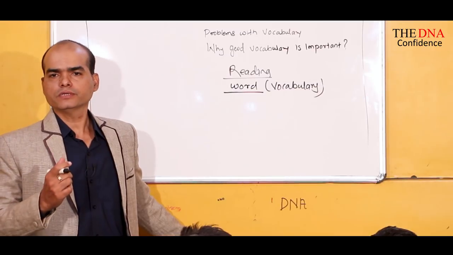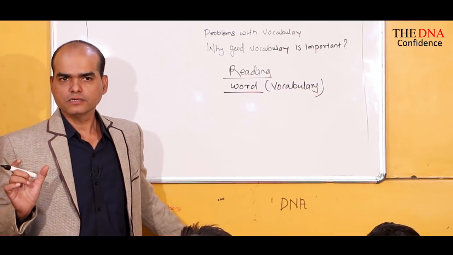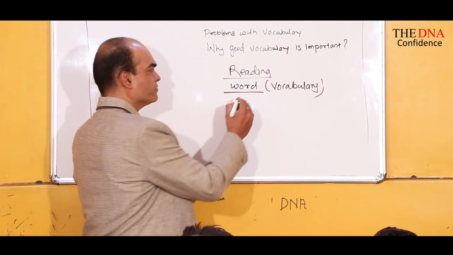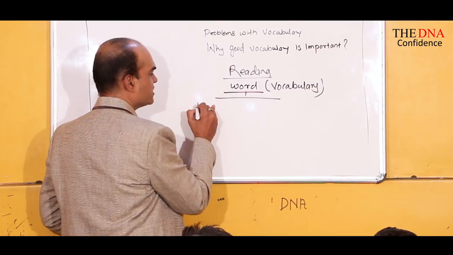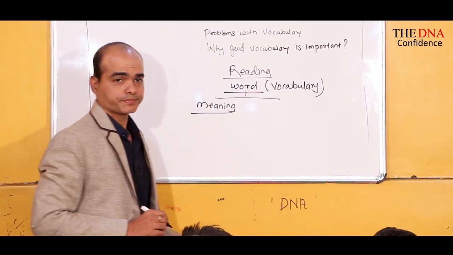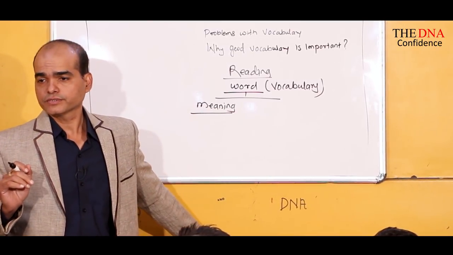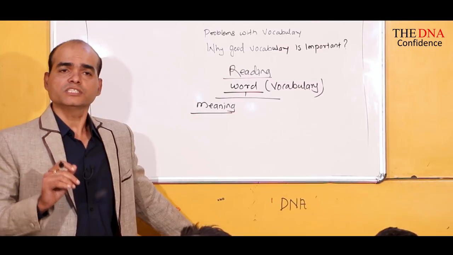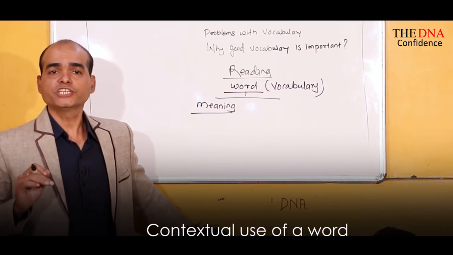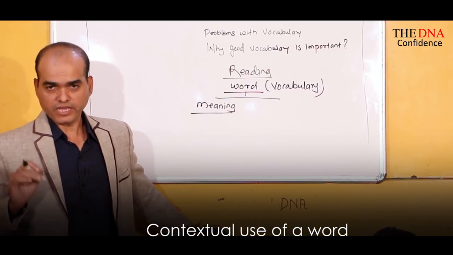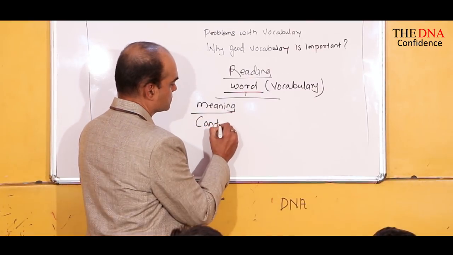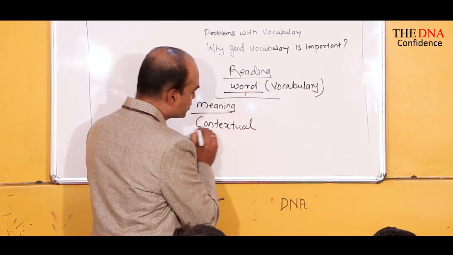So when you're reading a book and when you come across a word, you must know three important things about that word. First important thing about that word is you must know the meaning of the word. Now, the meaning of the word changes. In English, a single word can be used in multiple ways, and that is called the contextual use of a word. I repeat, contextual use. Contextual meaning of the word.